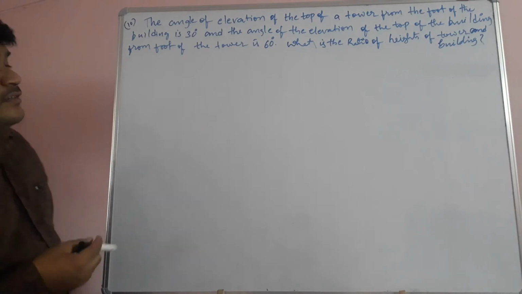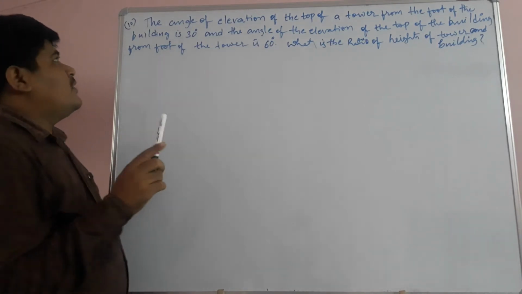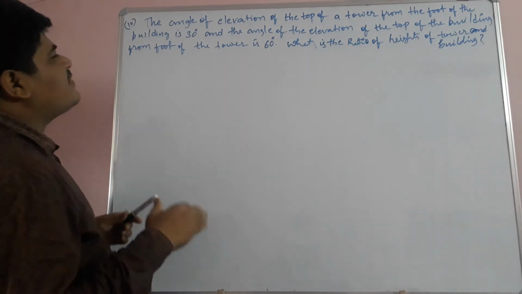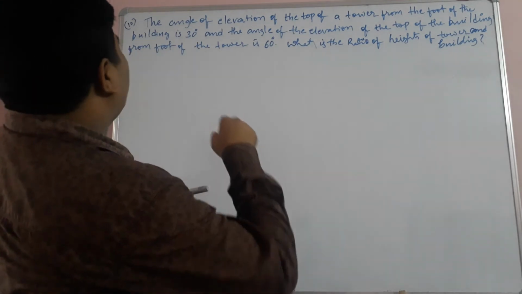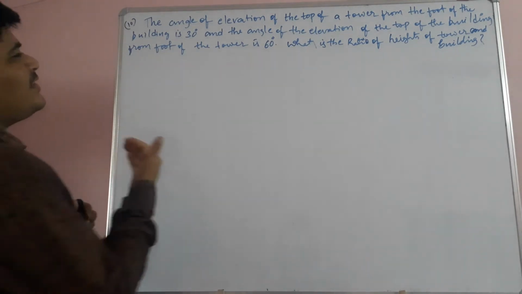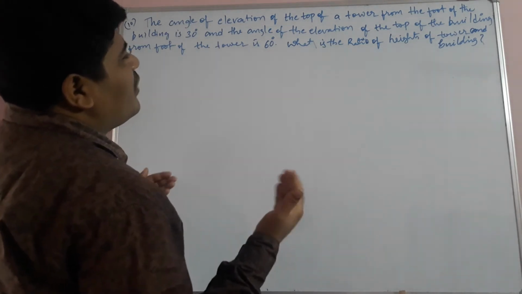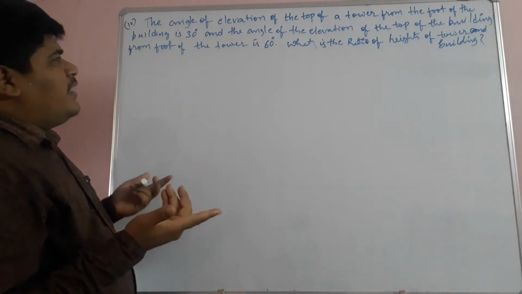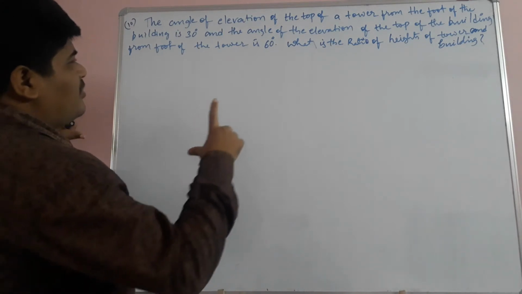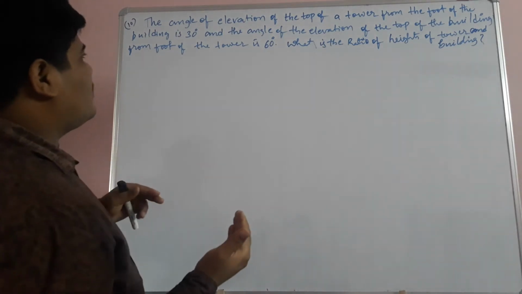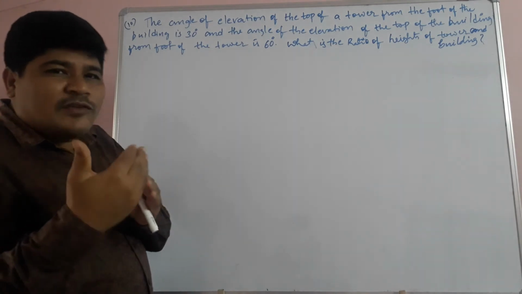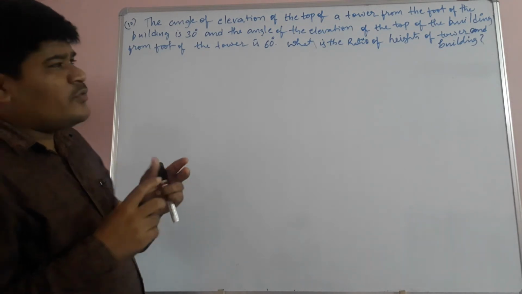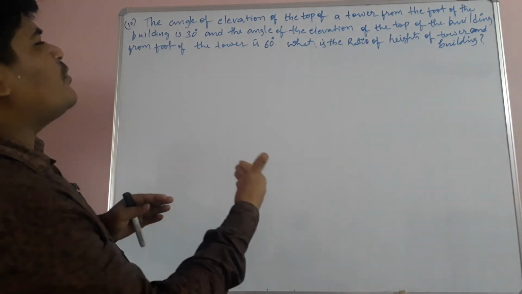Let's see problem number 10, the last problem of exercise 12.2. The angle of elevation of the top of a tower from the foot of the building is 30 degrees, and the angle of elevation of the top of the building from the foot of the tower is 60 degrees. What is the ratio of heights of tower and building? So students, here they have not mentioned that the poles are equal. So the two poles have different heights, and we are going to find the ratio of their heights.